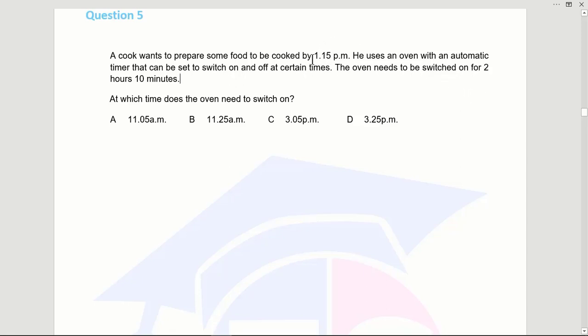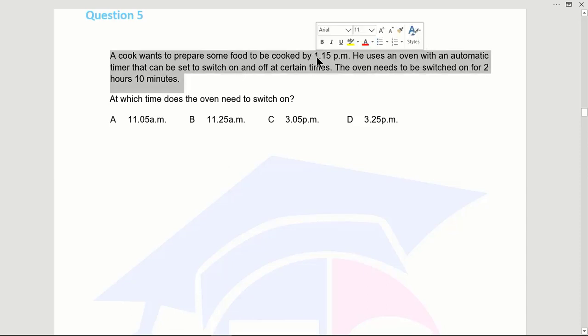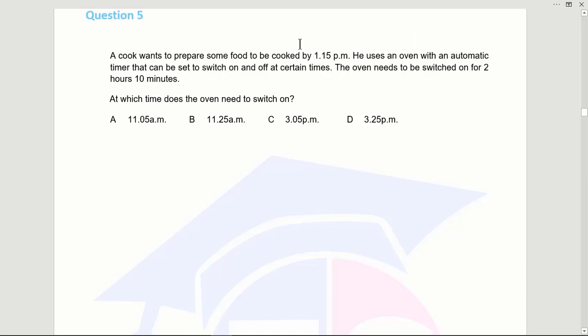Now you have to go back from here, because the food should be ready at 1:15 p.m. Got it? So you have to go back. If you go back from 1, it will be 12:15, 11:15. That is 2 hours. Got it? If I write it here, it will be 11:15. Sorry, yes, that is PM.